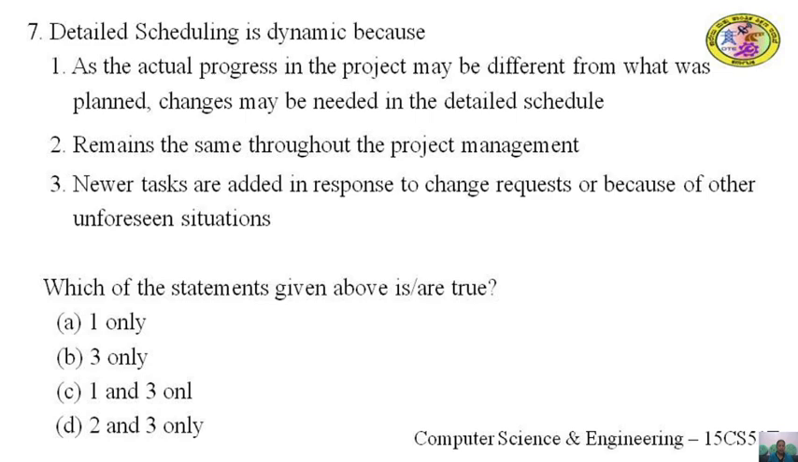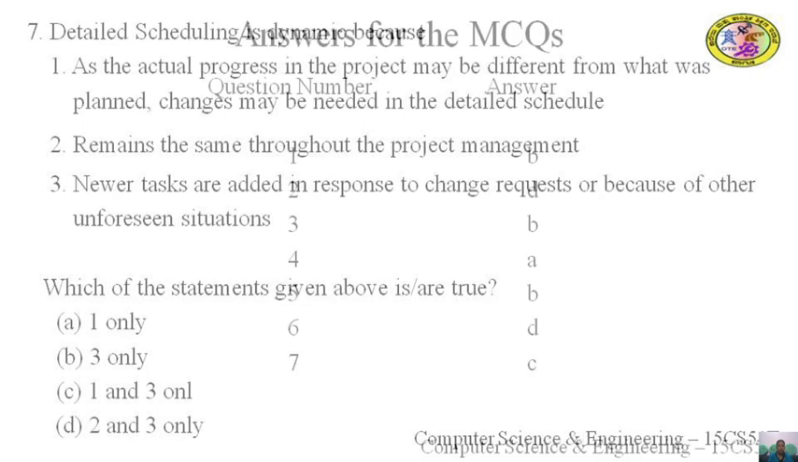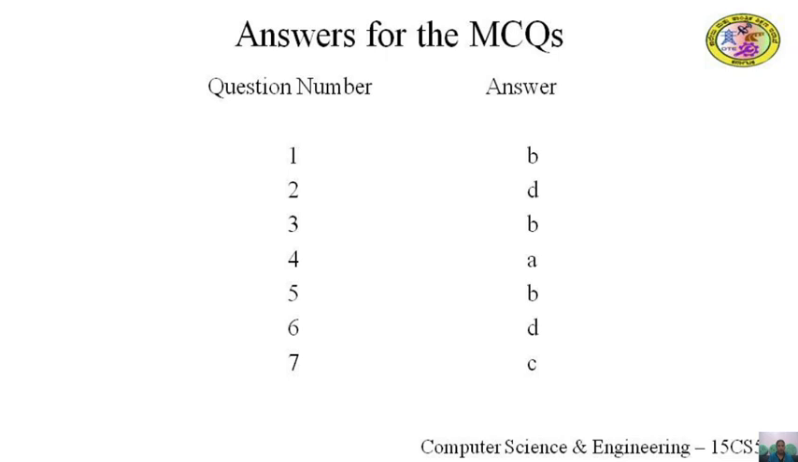Yes, the correct answer here is option C, 1 and 3 only. That is, detailed scheduling is dynamic because the actual progress in the project may be different from what was planned, and hence changes may be needed in the detailed schedule. And since newer tasks are added in response to change requests or because of other unforeseen situations, it becomes dynamic. The answers for the multiple choice questions asked here are as shown here.